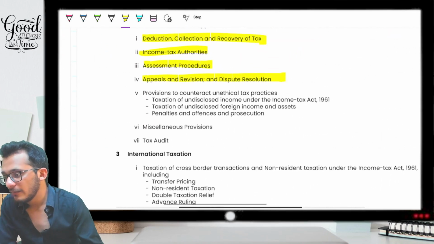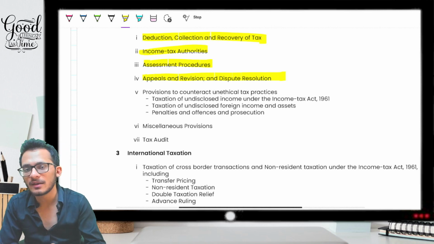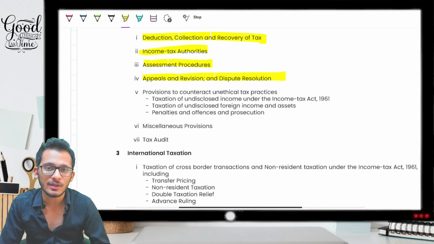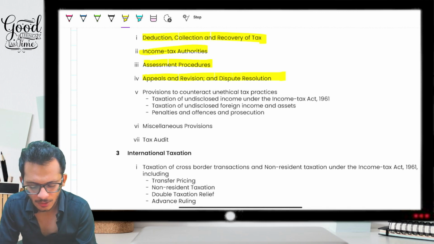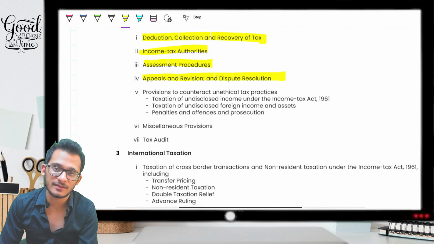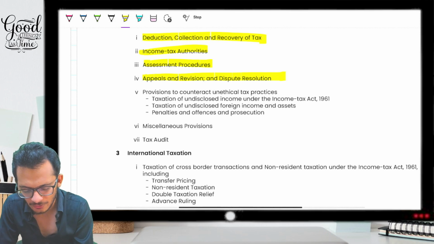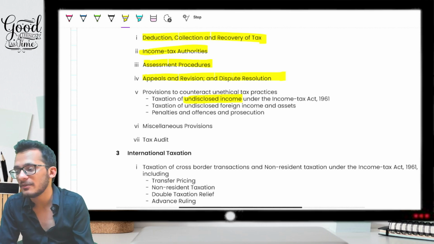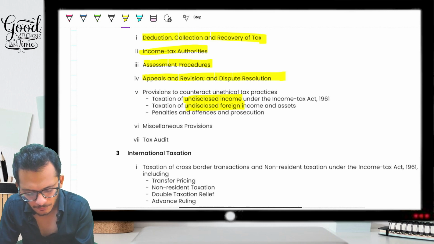When it comes to penalties, offences, and prosecution, earlier it was something different. We just heard the words penalties, offences, and prosecution. Now they're elaborating it in the new syllabus. Notice this, it says provisions to counteract unethical tax practices. Instead of using the words penalties and prosecution, now they're using fancy terms. Under that, it says taxation of undisclosed income, all your illegal income, the 115BB cases. Taxation of undisclosed foreign income and assets.